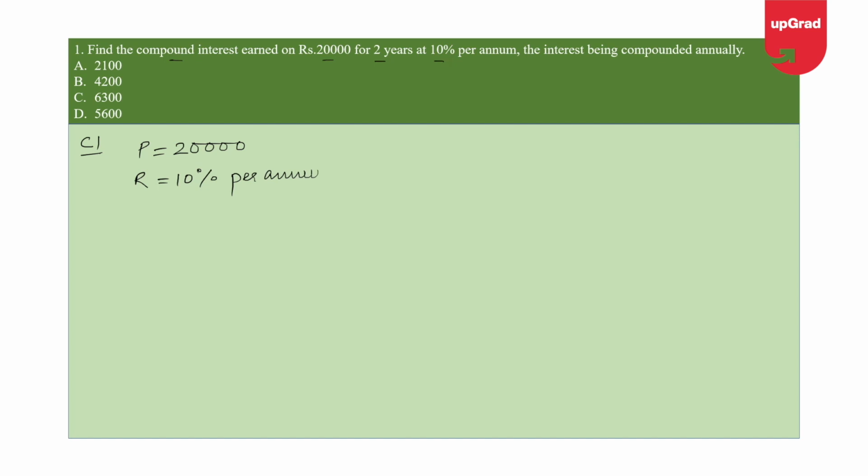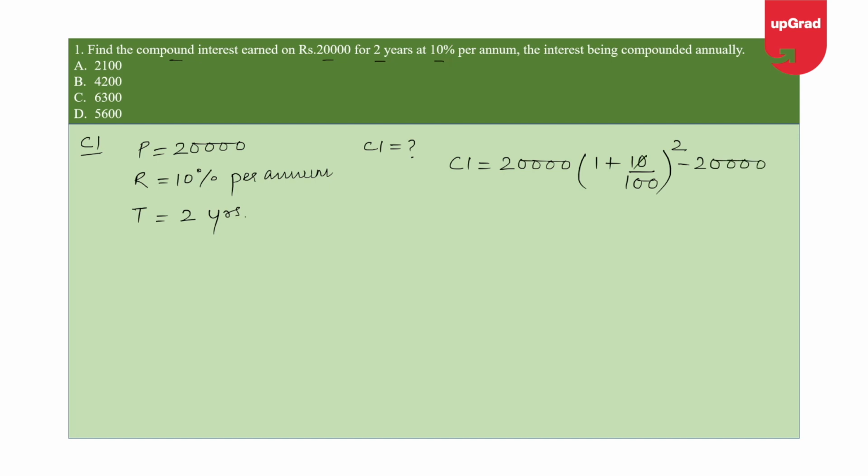And the third thing that I know here is time is equal to 2 years. And what we have to calculate? We simply have to calculate compound interest. So I put the formula: compound interest is equal to principal, that is 20,000, multiplied by 1 plus R by 100 to the whole power 2, minus 20,000.